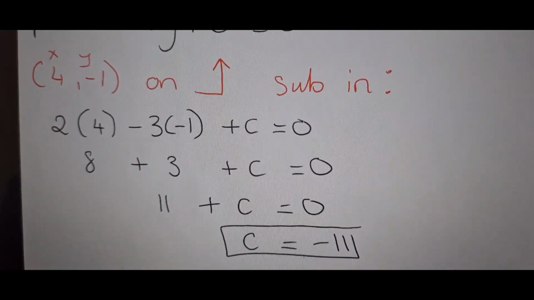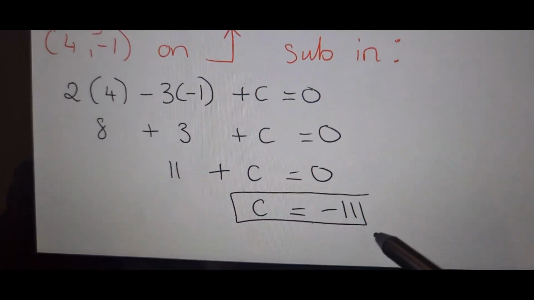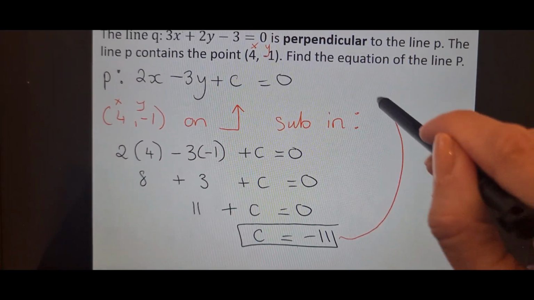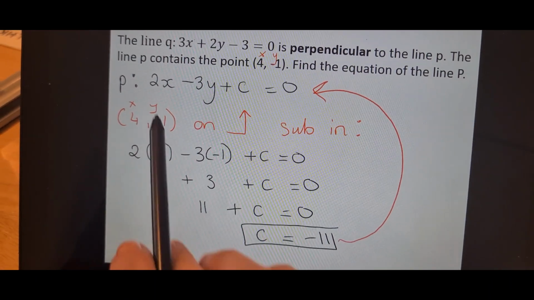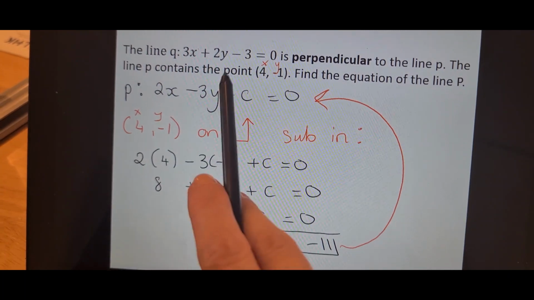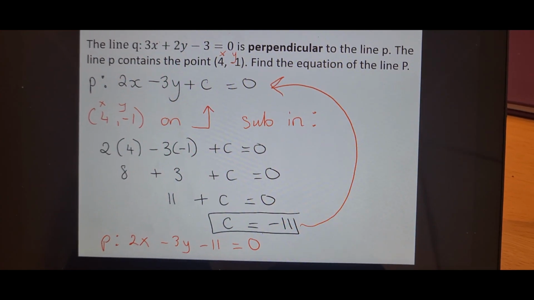Put a box around that. You have now found your value of c. So now I can sub my value of c back into the equation of the line P. So it's going to read as 2x minus 3y minus 11 equals 0. And that's the equation of line P.